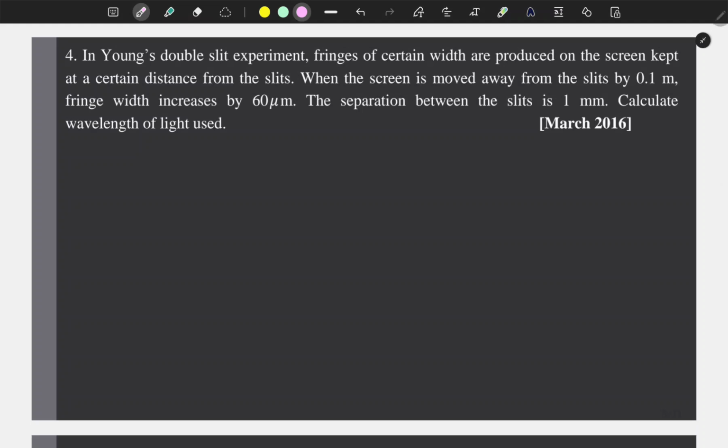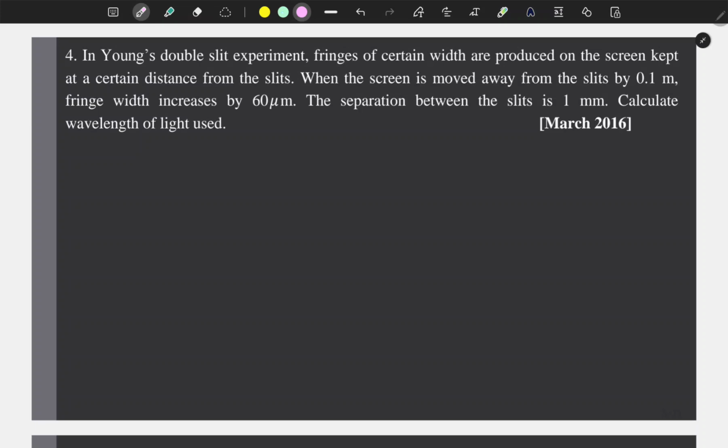So here we have YDS experiment, that is Young's double slit experiment. The fringes of certain width are produced on the screen kept at a certain distance from the slits. When the screen is moved away from the slits by 0.1 meter, the fringe width increases by 60 micrometer. The separation between the slits is 1 millimeter. Calculate the wavelength of light used.